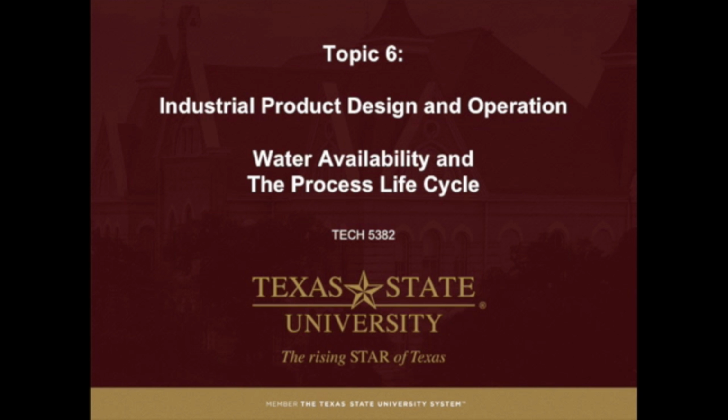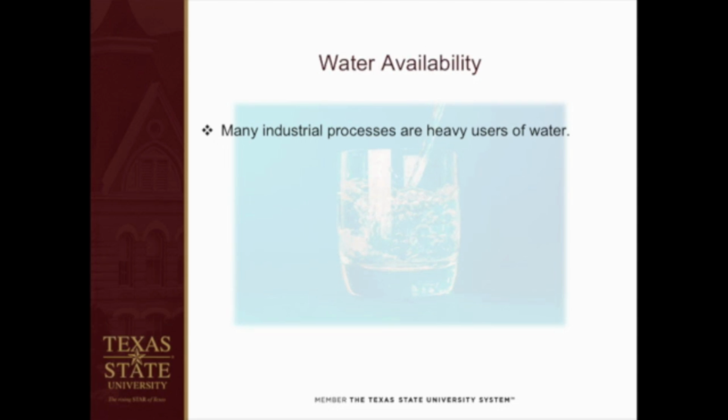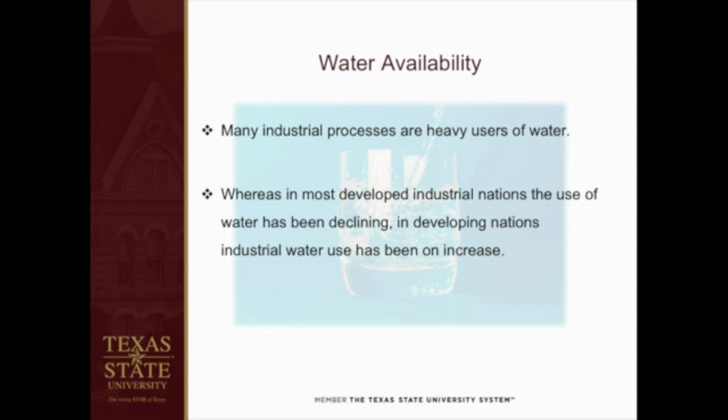Another thing to talk about in industrial processes is their water usage. Most industrial processes or human activity, economic activity uses a lot of water. Whether it's semiconductor manufacturing or agriculture, both use a lot of water. The trend more recently has been that in developed nations, industry is using less water, whereas in developing nations, there's a lot of water usage.